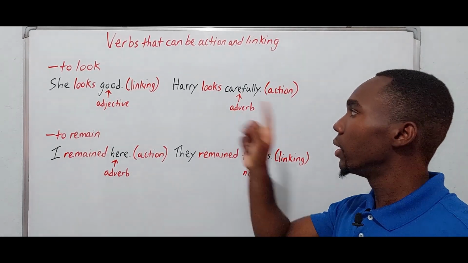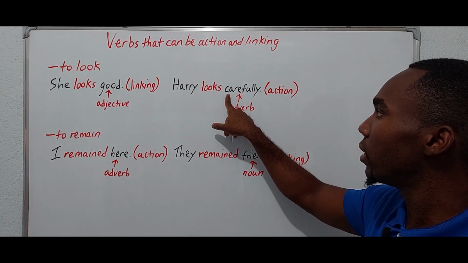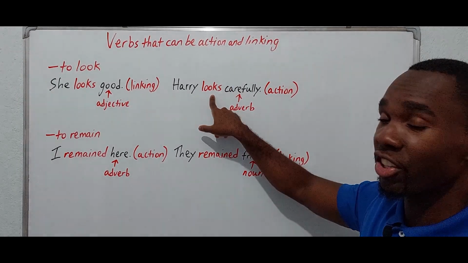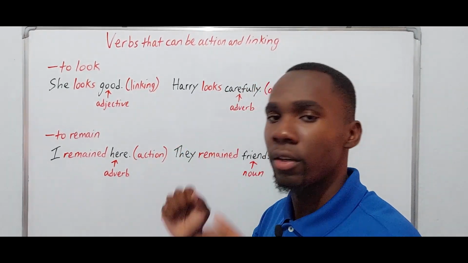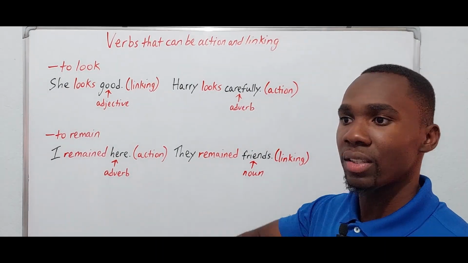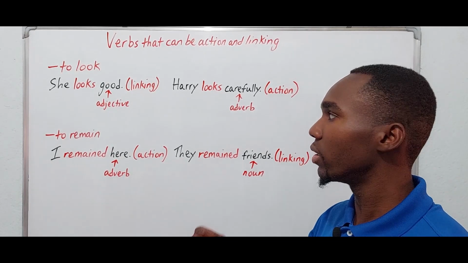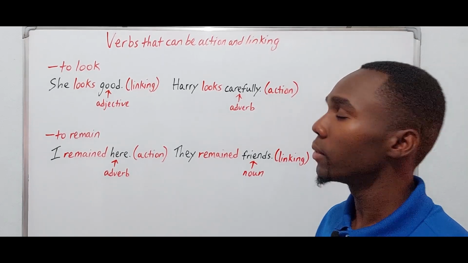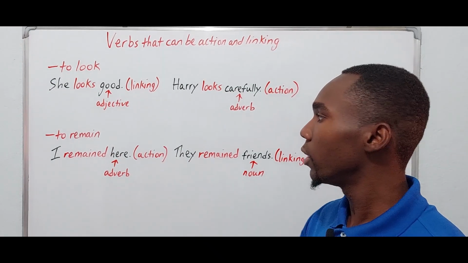On the contrary, Harry looks carefully. Now, carefully is an adverb. So carefully is describing the action of looking. So in this case, Harry's looking, he's searching for something, right? So remember, if we want to describe an action verb, we have to use an adverb, right? And if we want to describe a linking verb, we have to use an adjective, okay? So yeah, this is the first example, right?